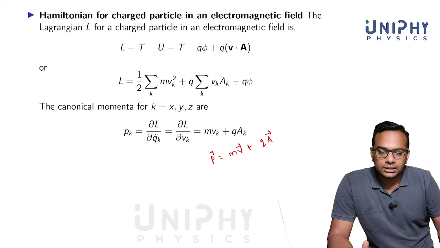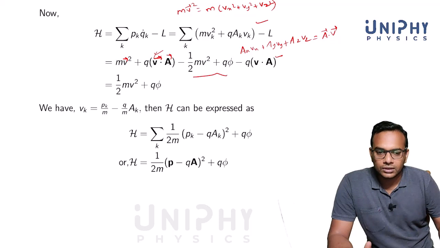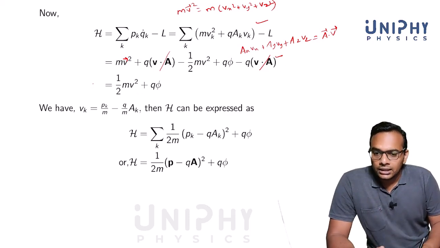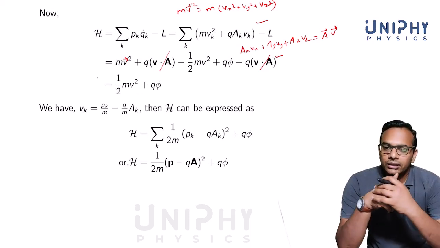So we are just subtracting this term. Right, that's correct. So you see that these two terms get cancelled, and you have got half mv square plus q phi. Now this is supposed to be the Hamiltonian, but are we done yet?